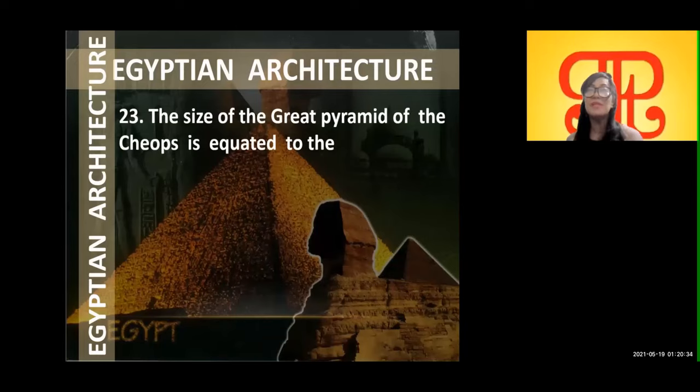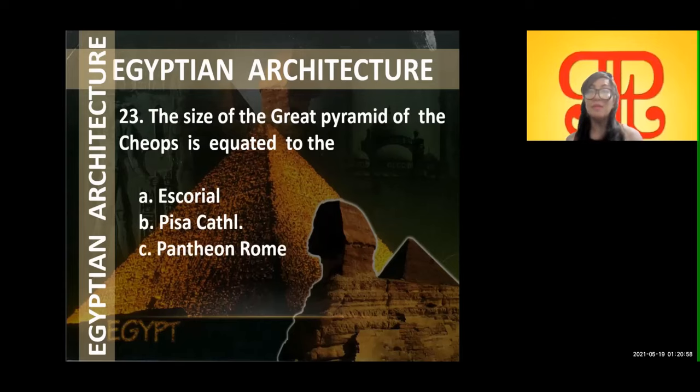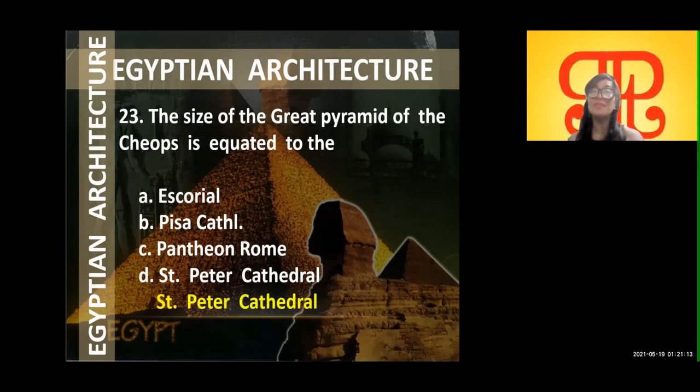Next we have 23. The size of the Great Pyramid of Cheops is equated to what? Is it A, the Escorial Library in Madrid? Or is it B, the Pisa Cathedral from our Romanesque architecture, that's in Italy? Or is it C, the Pantheon in Rome? Or is it D, St. Peter Basilica, during our Renaissance? So the answer here is St. Peter Cathedral.